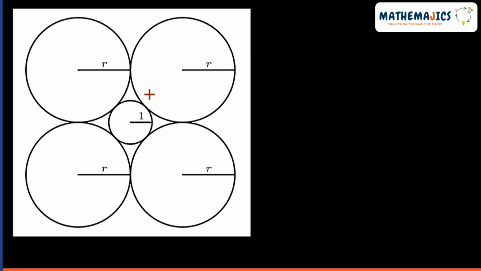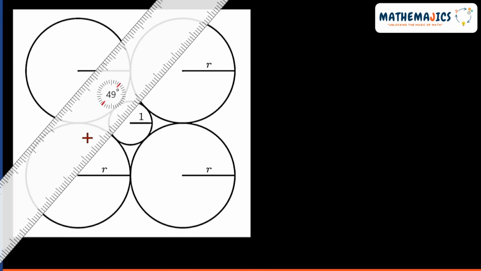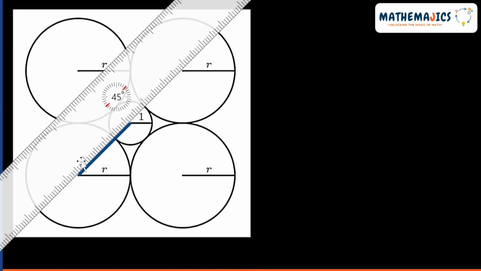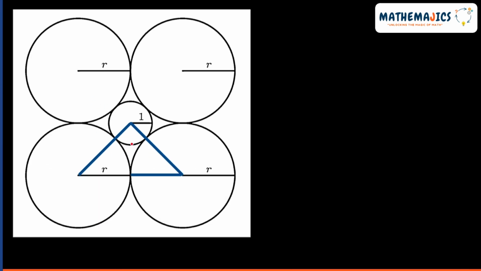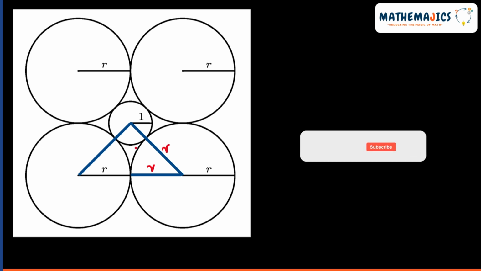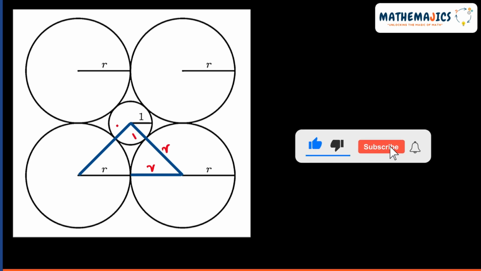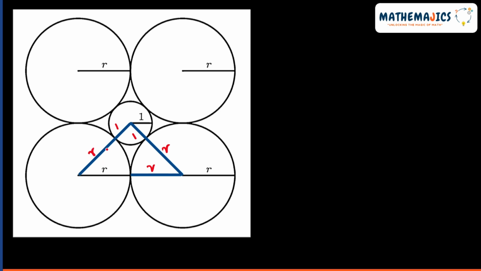To find the radius of these four circles, we will be doing some construction work. In this construction work, we have drawn an isosceles triangle. Why is this isosceles? See, this is a radius r, and this is also r. This is also a radius, this is radius 1, this is 1, and this is r. If you look carefully, apart from the base, the other two sides are r plus 1. Yes, that is why this is an isosceles triangle.